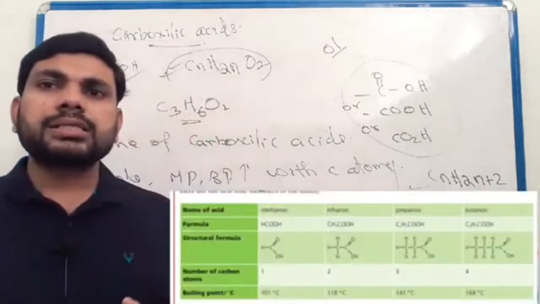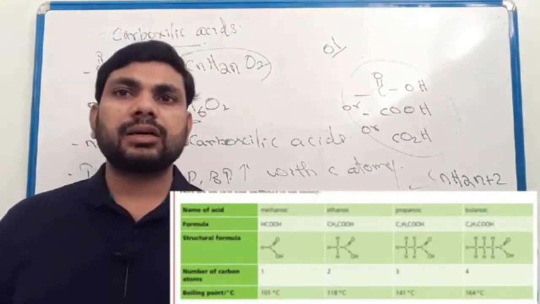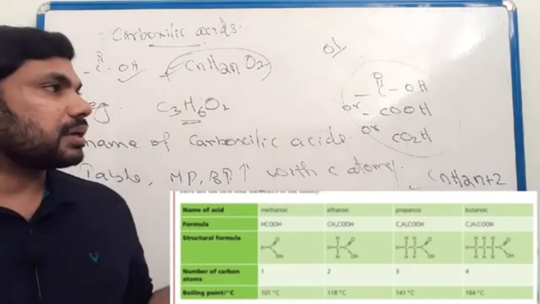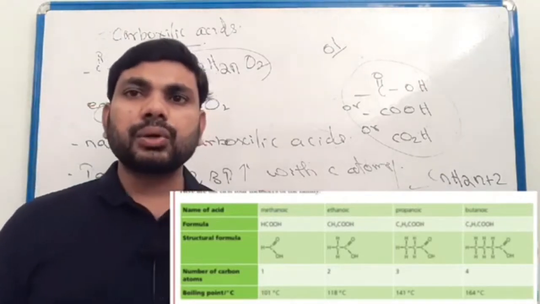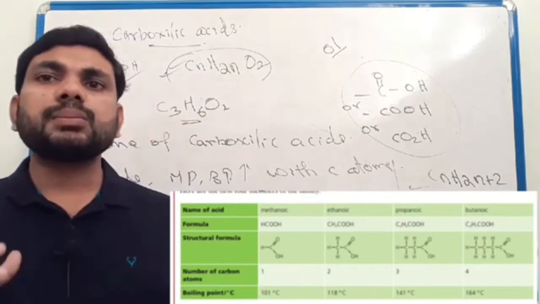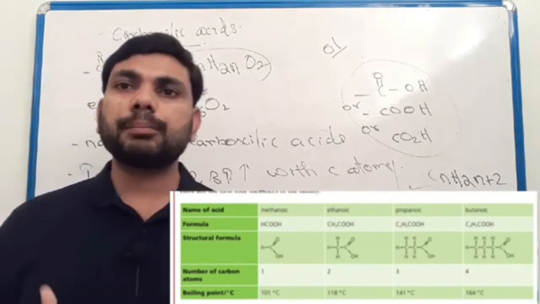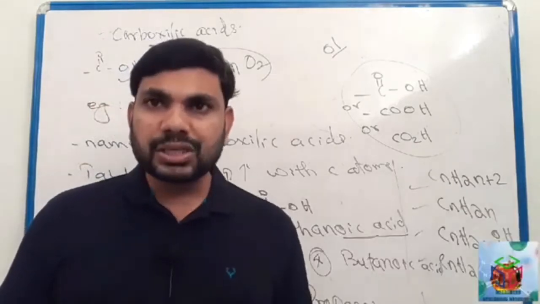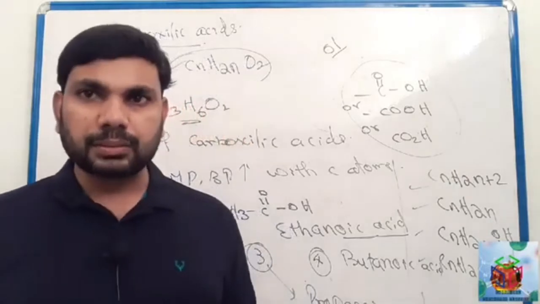Now you can see here one table. In this table you can see the different members of carboxylic acid, their molecular formula and structure. Also you can see the melting and boiling point of carboxylic acid increases with increasing number of carbon atoms.